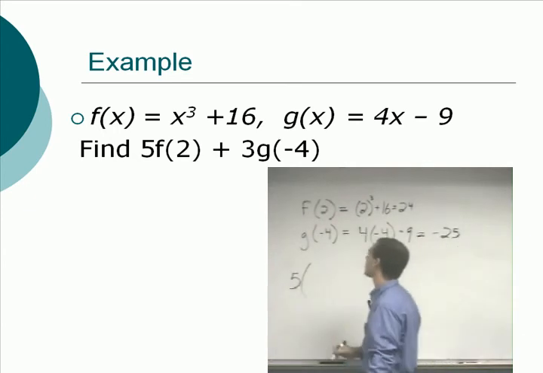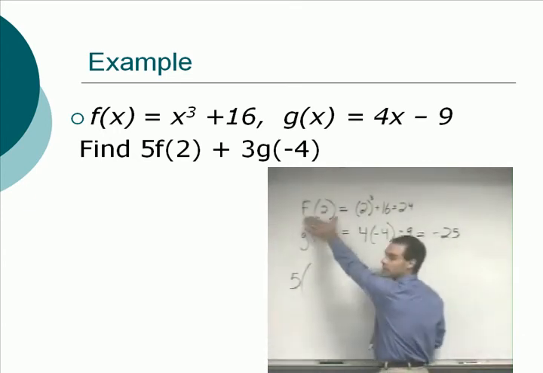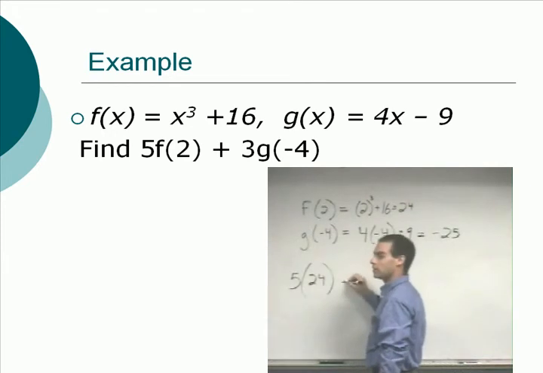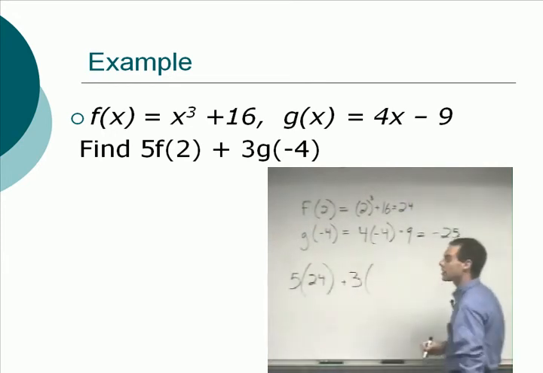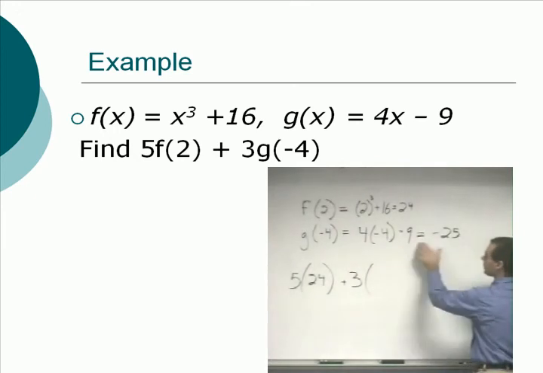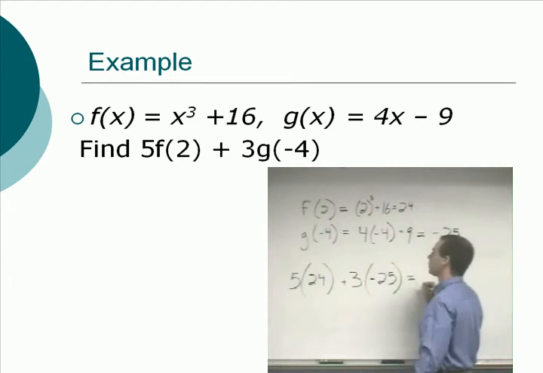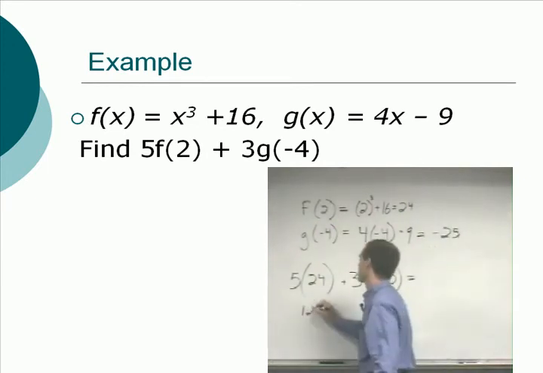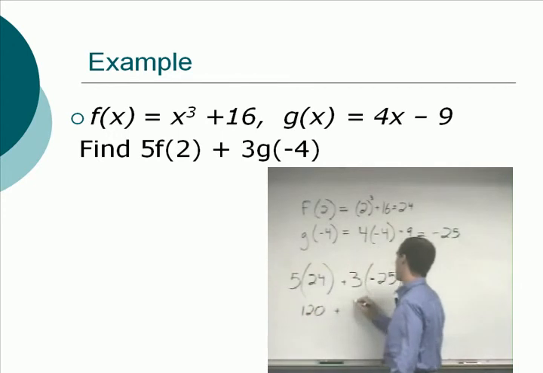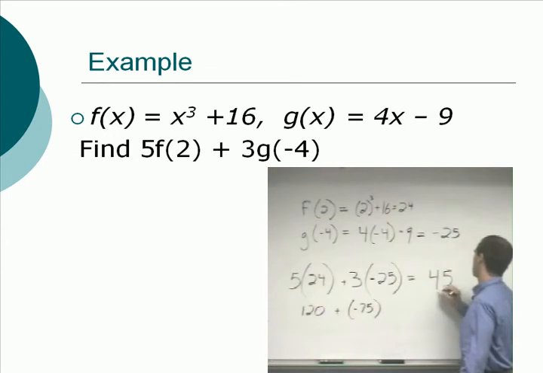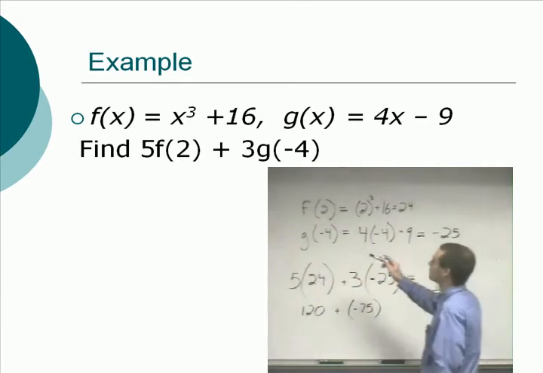And so then we have 5 times f of 2. This is really just the value of some number. F of 2 we said already was 24, plus 3 times g of negative 4. That's negative 25. Equals 5 times 24 is 120 plus negative 75, 45.